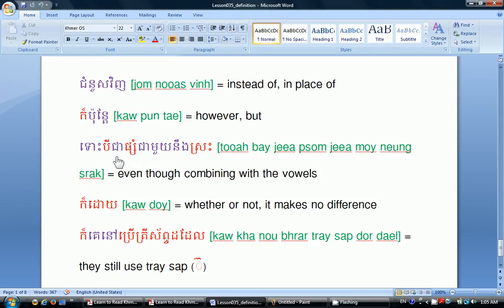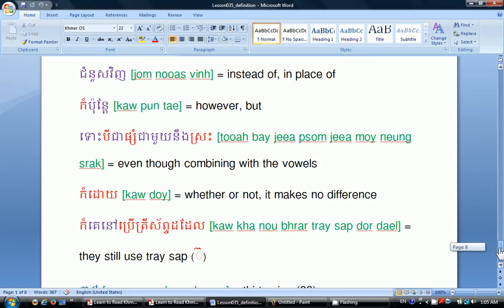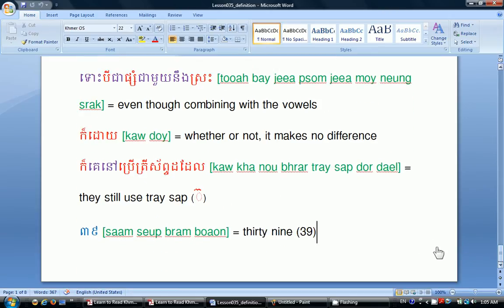ទោះបីជាផ្សំជាមួយនឹងស្រៈ, which means even though combining with the vowels. ក៏ដោយ, which means whether or not, it makes no difference. ក៏គេនៅប្រើត្រីស័ព្ទដដែល, they still use ត្រីស័ព្ទ. This lesson is on page 39. 39 in Khmer we say 39.